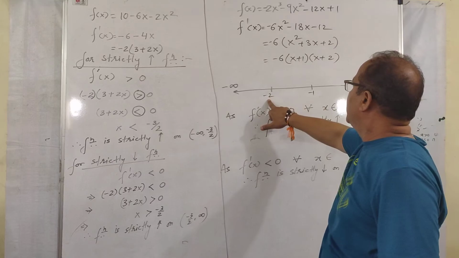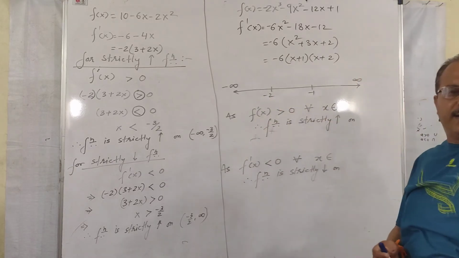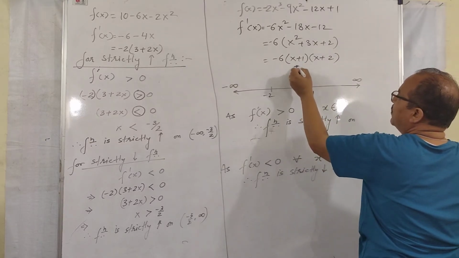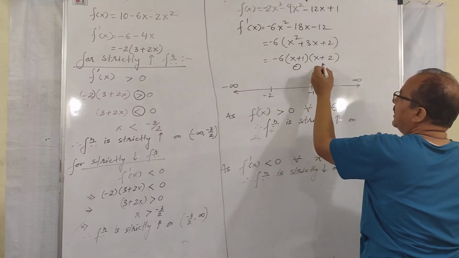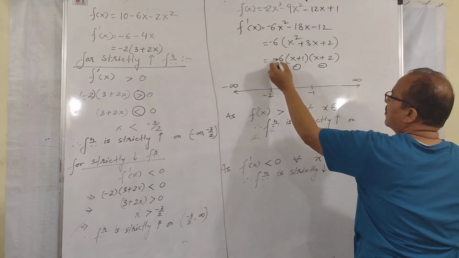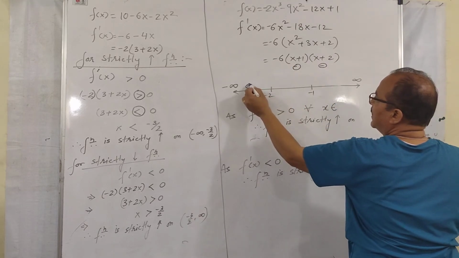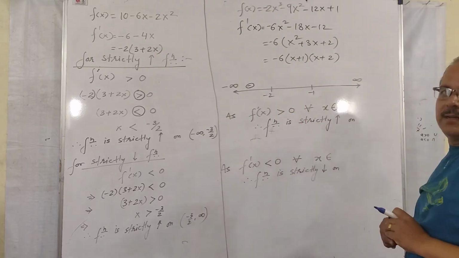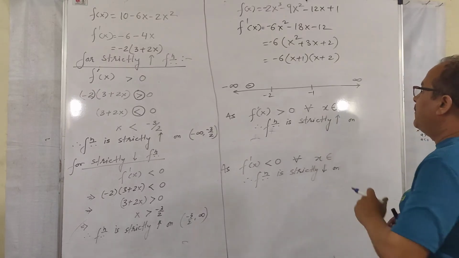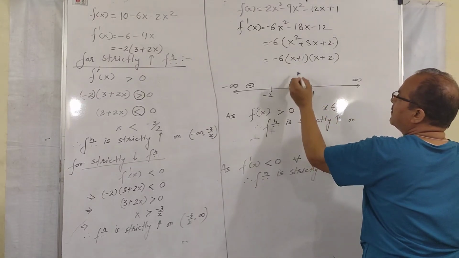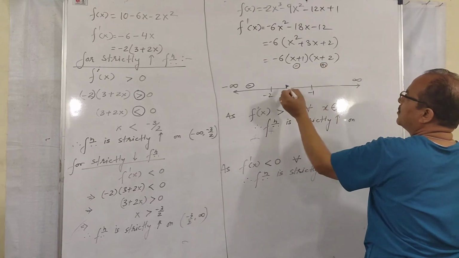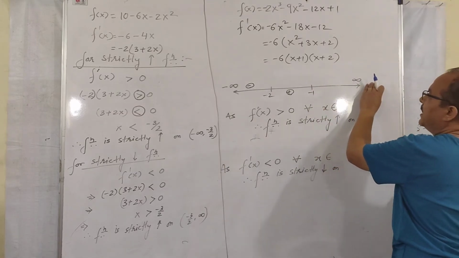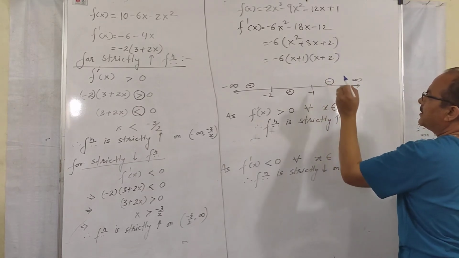Now let us take a number between -2 and -infinity. Let us take -3. If you put -3 here, you will get a negative sign. If you take -3 here, again you will get a negative sign and one more negative sign. So negative, negative, negative. Finally, you will get a negative. If you take a number between -2 and -1, let us take -1.5. So negative, this is positive. So finally, you will be getting a positive number. If you take a number between -1 and infinity, that is 0, you will get a negative number.